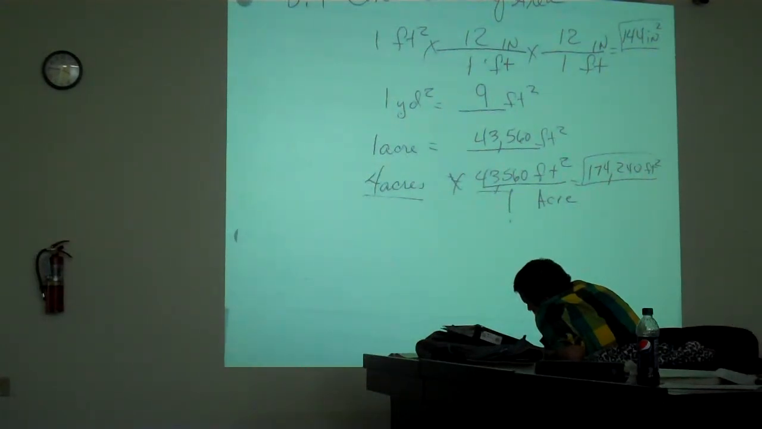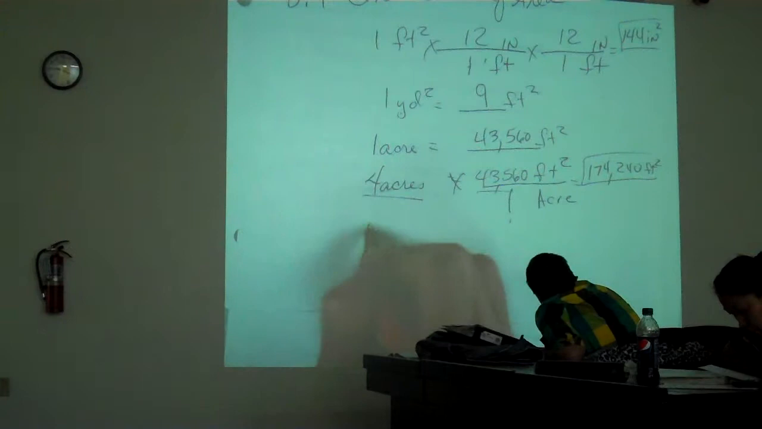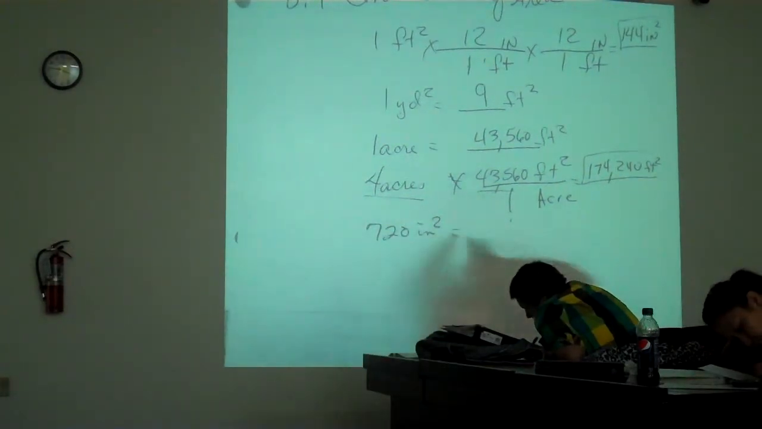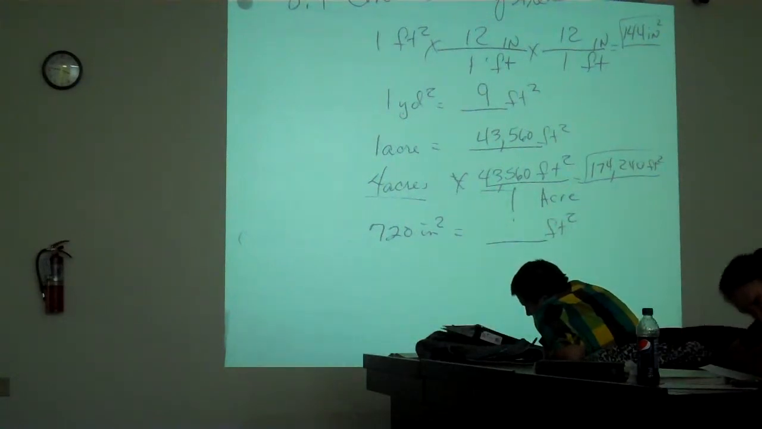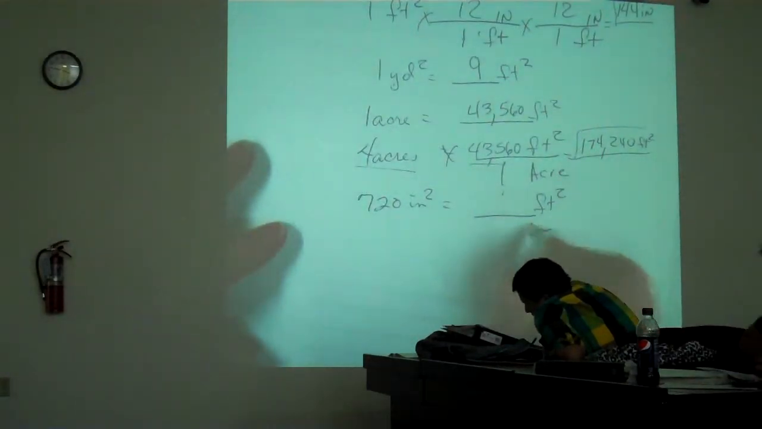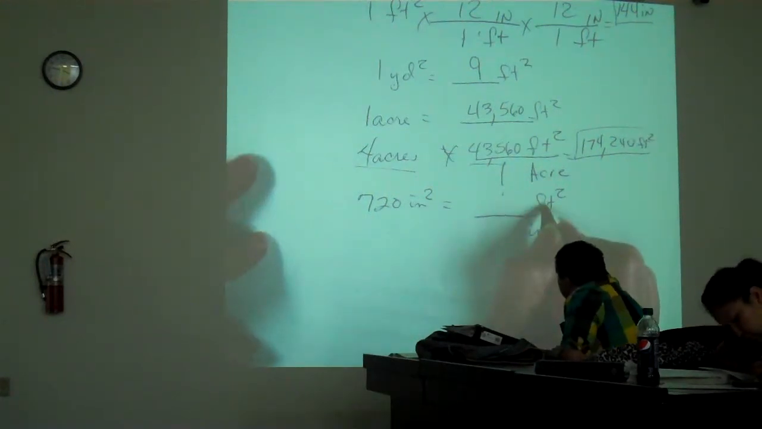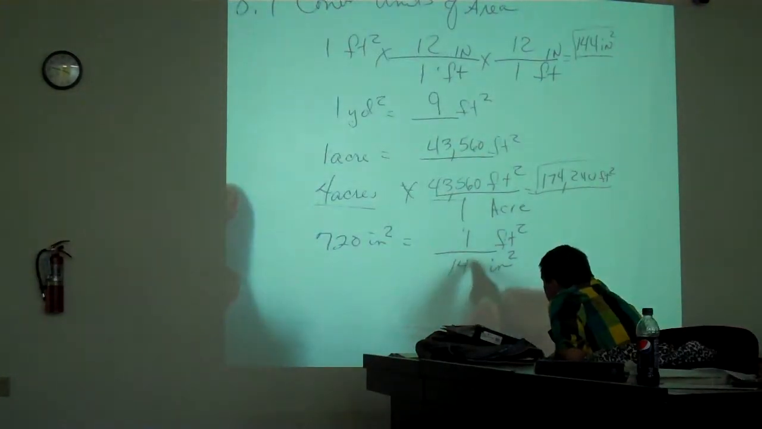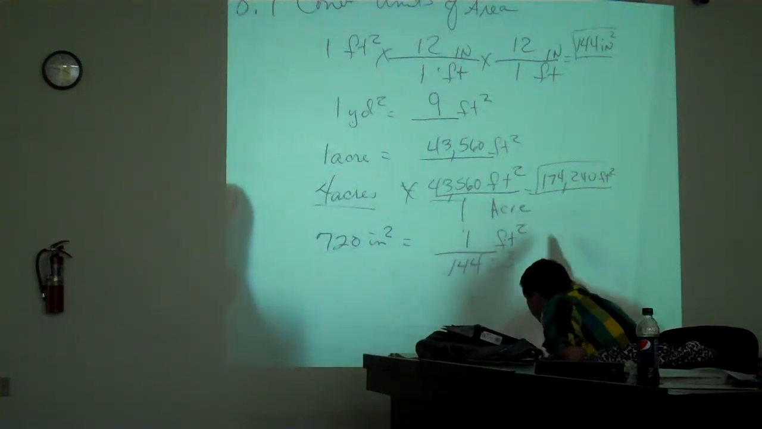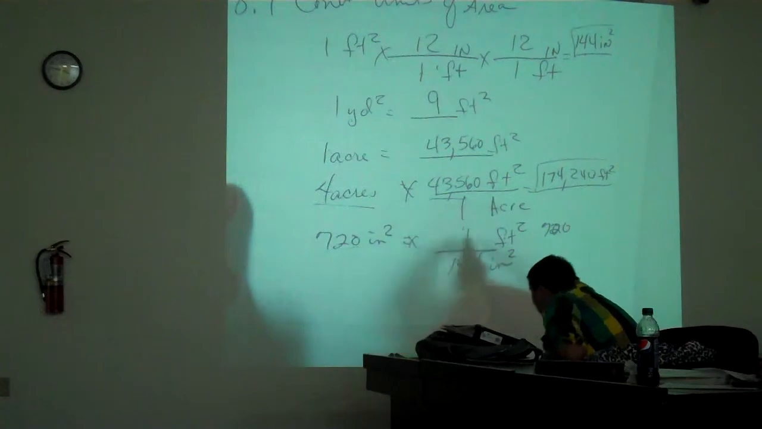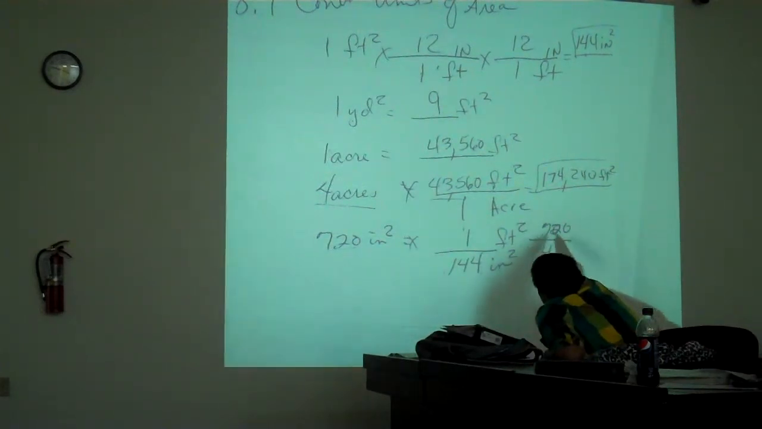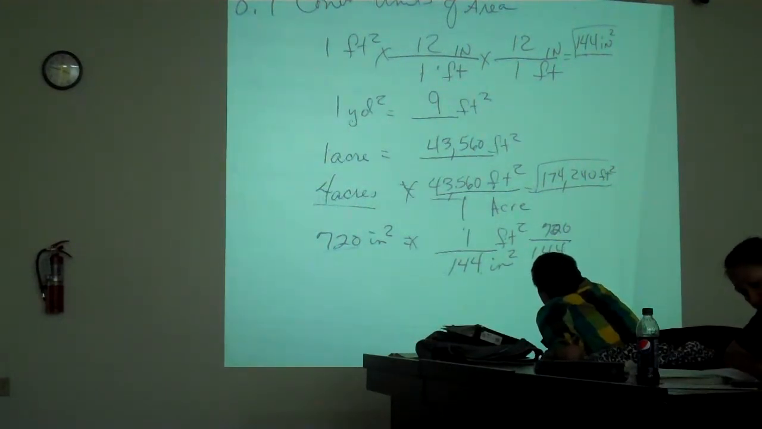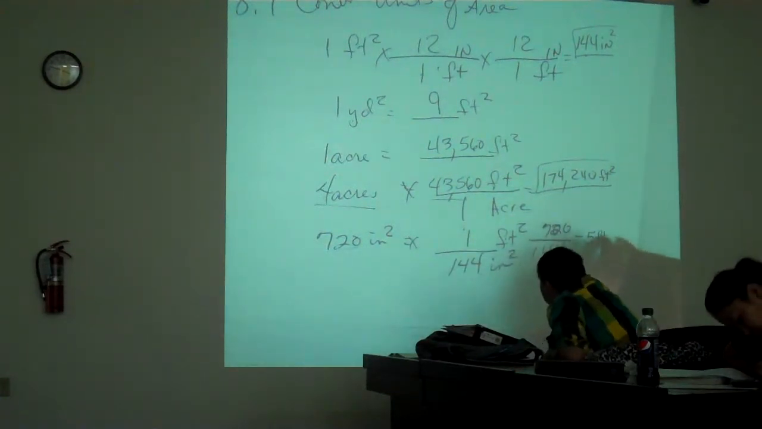Okay, how about 720 square inches is how many square feet? Okay, we know how many square inches are in 1 square foot, right? 1 square foot is how many? 144, right? So do 720 times 1 is 720 over 144. You're going to divide 720 divided by 144. 5. Exactly 5? Mhm. Okay, so it's 5 square feet.